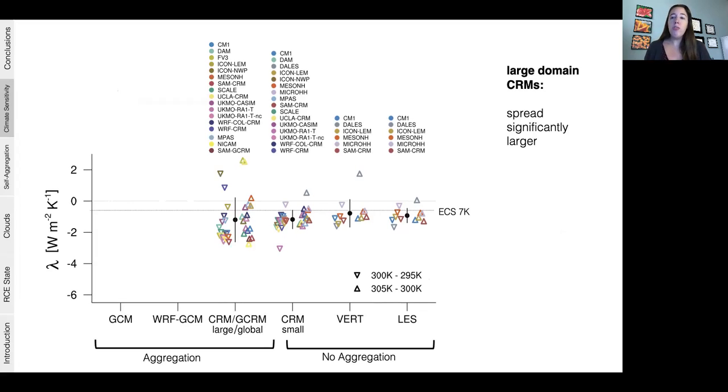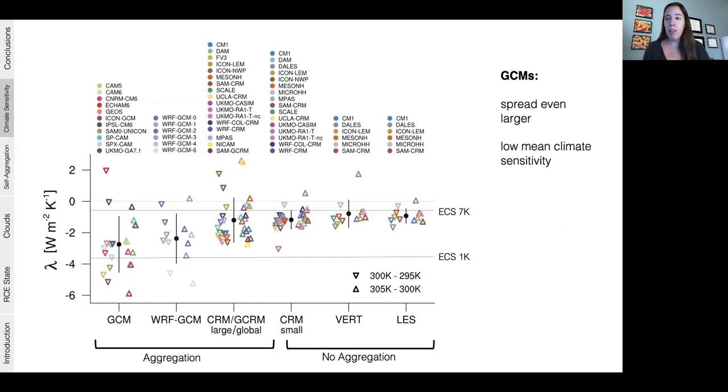When we go, however, to our large domain cloud resolving model simulations, we see that the spread in climate sensitivities is significantly larger, including even a few that have positive feedback parameters, which would indicate an unstable climate. This spread increases even more if we consider our parameterized models, the GCMs, which have a huge spread and on average lower values of climate sensitivity compared to the models with explicit convection.